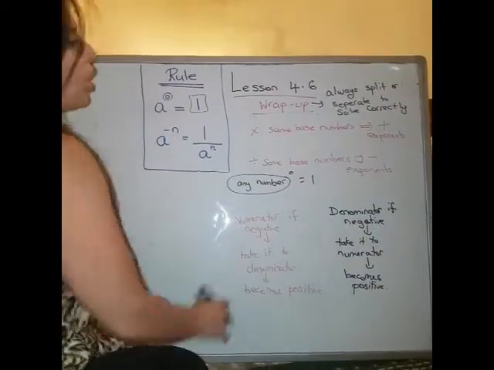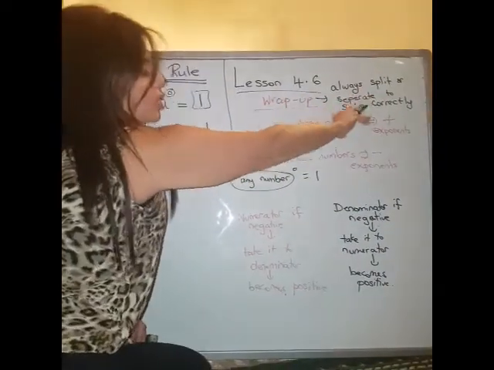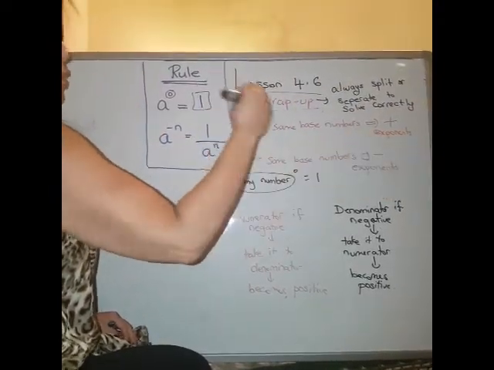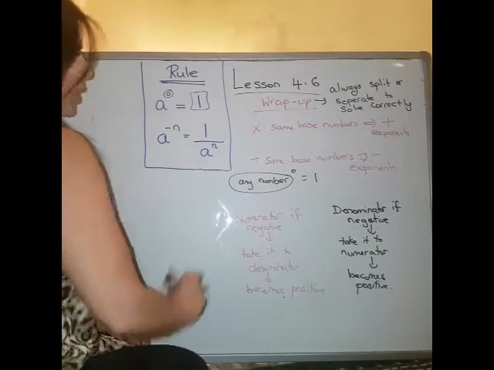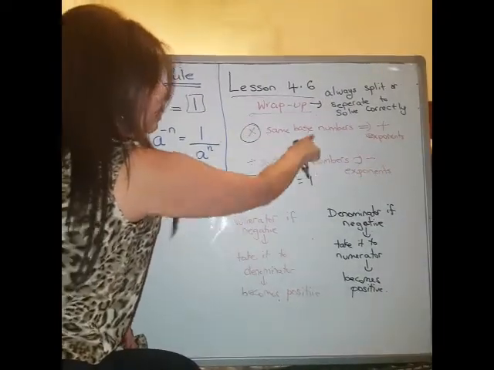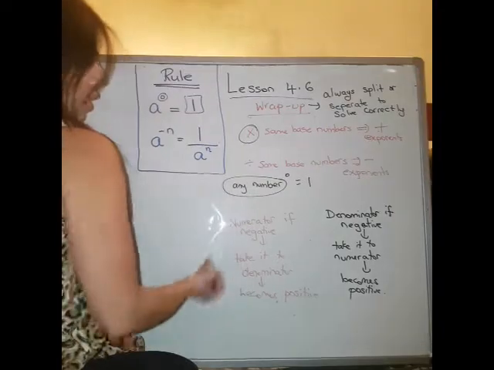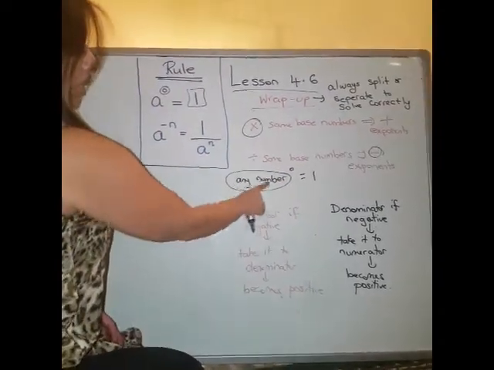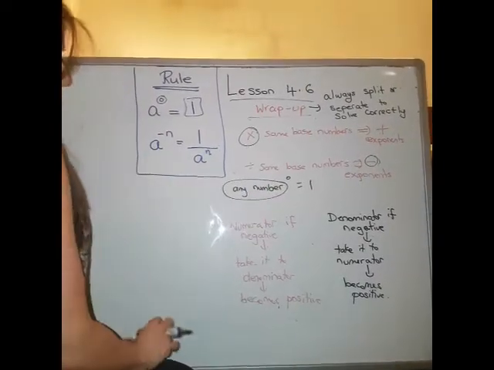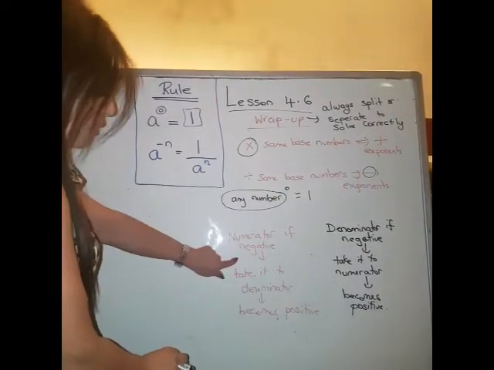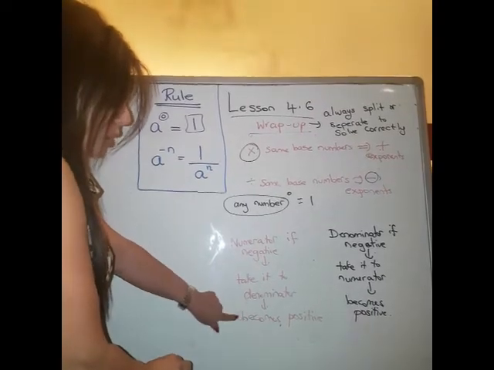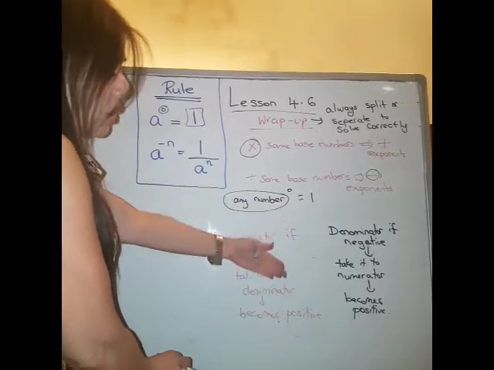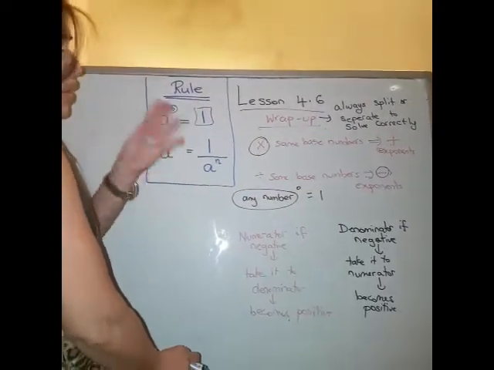As a wrap-up, always split or separate to solve correctly. Any numbers you have with the variables, split them up so that you see which is negative and which is positive. When I am multiplying the same base numbers, I add the exponents. When I'm dividing same base numbers, I subtract the exponents. Any number to the power of 0 is equal to 1. If the numerator is negative, take it to the denominator, it becomes positive. If the denominator is negative, take it to the numerator, it becomes positive, and vice versa.